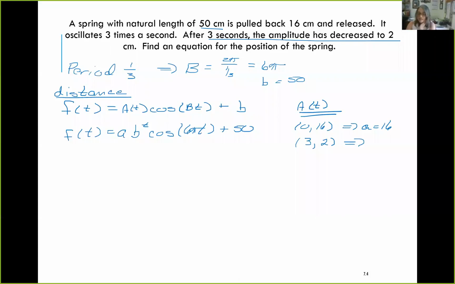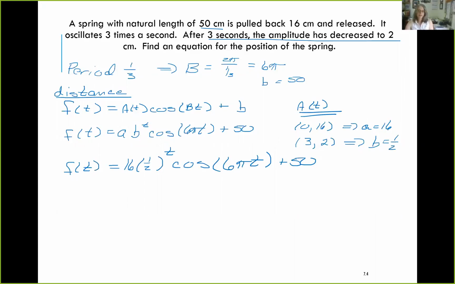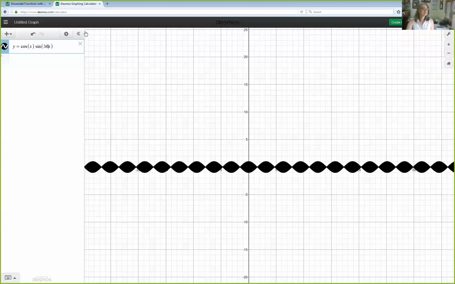We plug this into our a times b to the t. We find that b is 1/2. And our spring position can be described as 16 times 1/2 to the t seconds times cosine of 6 pi t plus 50. So let's take a look at what that looks like.